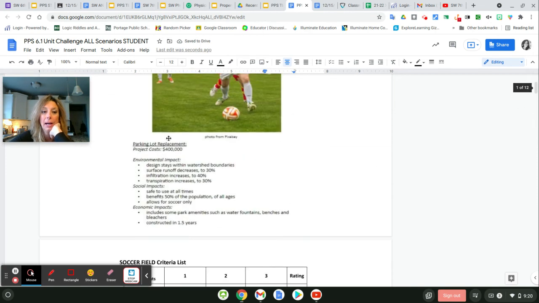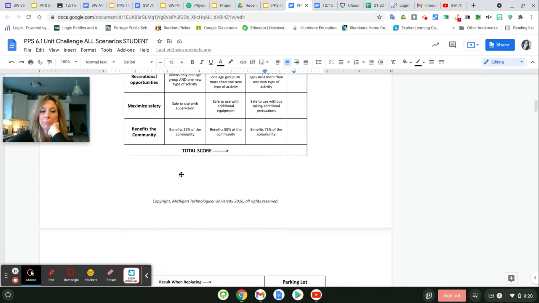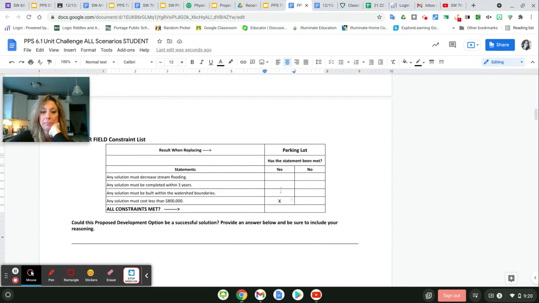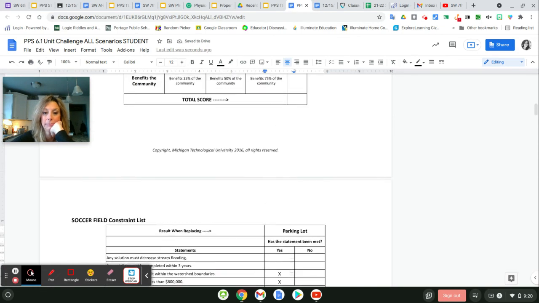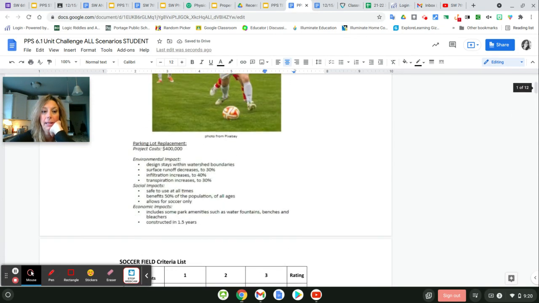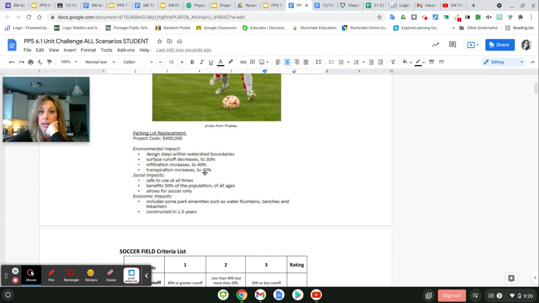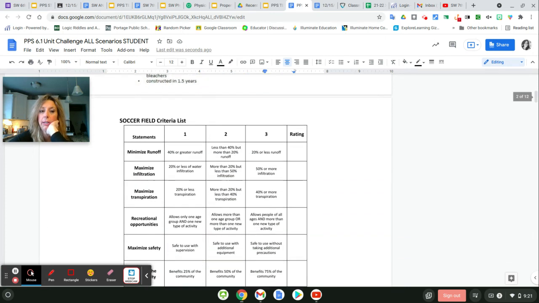All right, the design stays within the watershed boundaries. Okay, that was a constraint. So we'll put an X there. All right, the surface runoff decreases. So that is important. We want runoff to decrease. In the soccer field, it will, to 30%. So this would be one that's in the criteria.